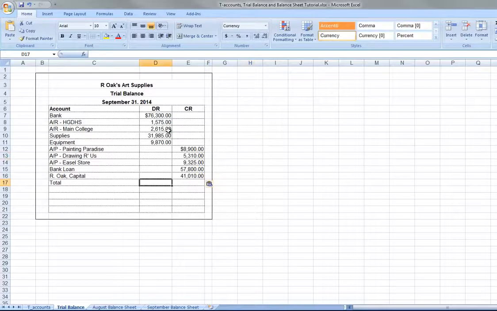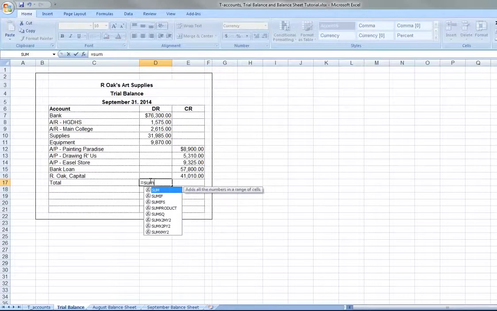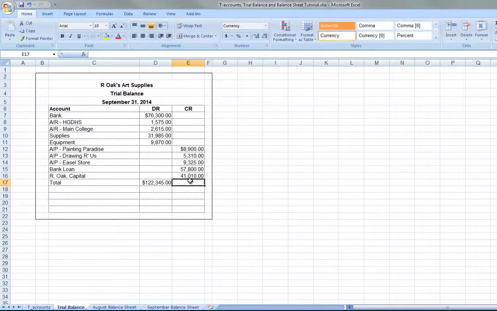So for the total here, I would add these. So right in here, I'll type sum, and what I'm adding is D7 to D11. So right in there, I'll type D7 colon D11 and close the bracket, and that's the total. And right in here, I'm going to add these four. So I could use the auto sum, or again, I could just go equals the sum, and it's E12 colon E16. And of course, they're the same.